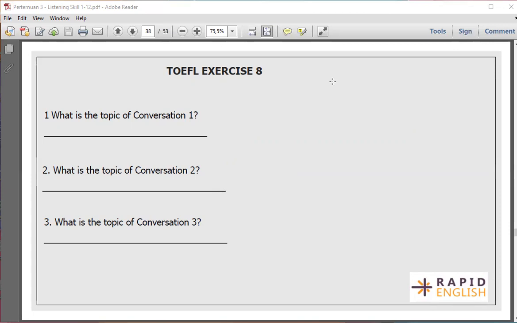Number 2. The first part of conversation 2 is, "Did you hear what happened to Greg?" I heard he got stung by a bee. "Well, he did get stung, but it wasn't by a bee. It was a hornet that stung him while he was out walking in the park." What is the topic of conversation 2?